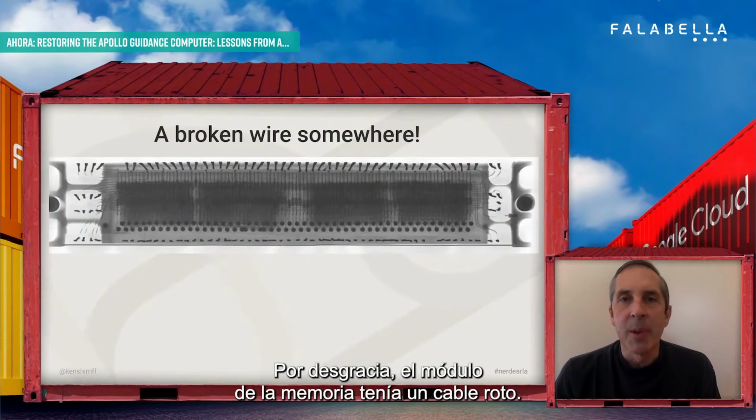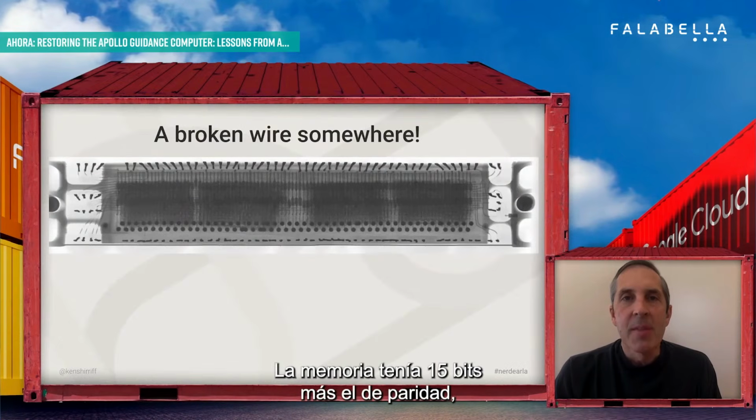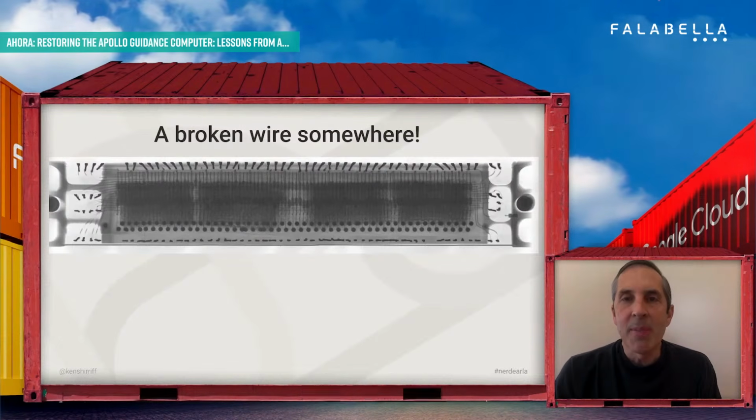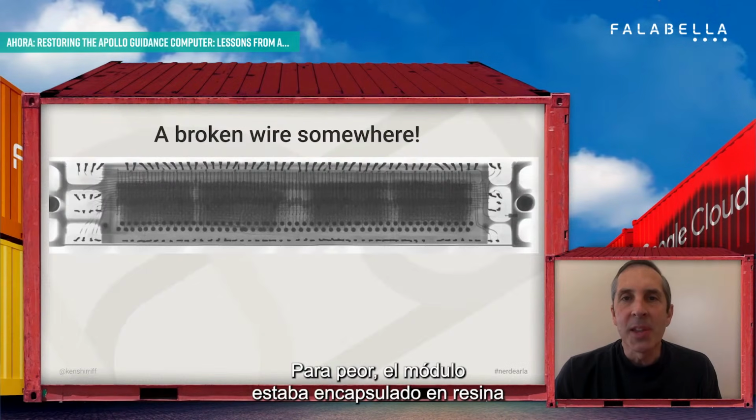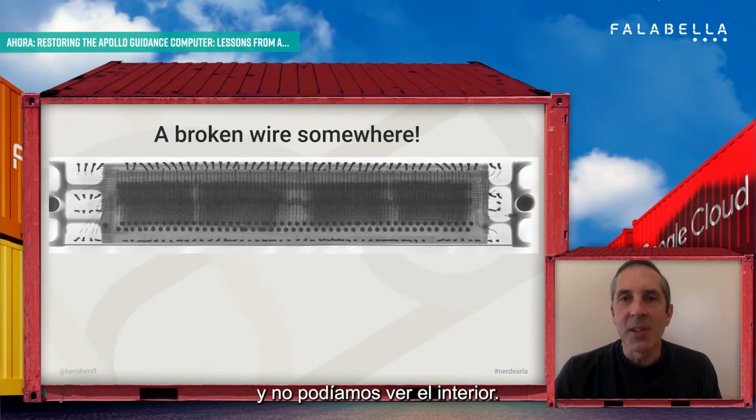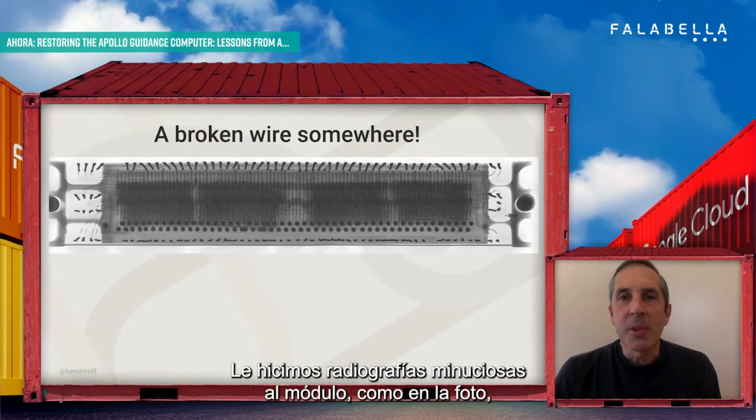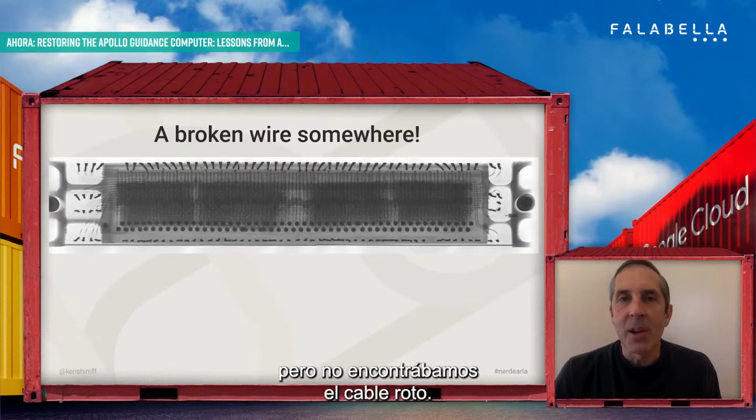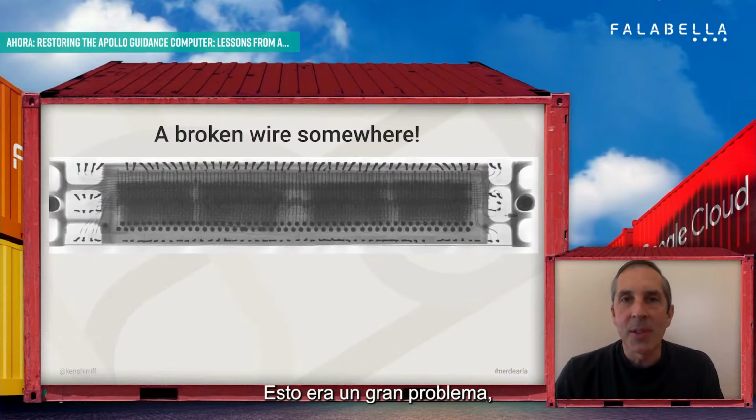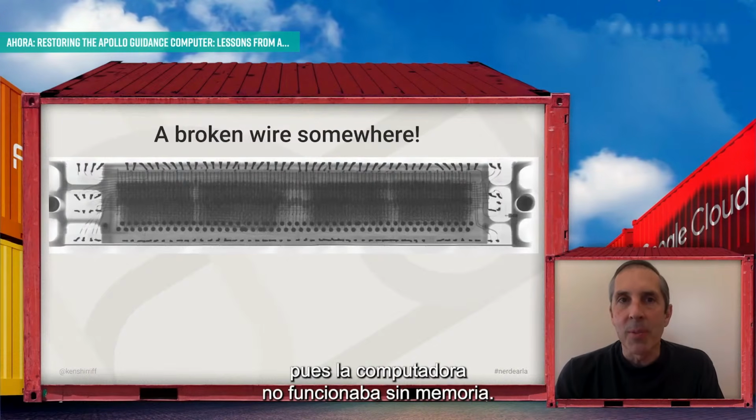Unfortunately, the memory module had a broken wire. The memory held 15 bits plus parity, but 1 bit didn't work. To make things worse, the entire module was encased in epoxy, so we couldn't see inside. We took detailed x-rays of the module, which you can see in this photo, but we couldn't find the broken wire. This was a big problem for us since the computer wouldn't work without memory.